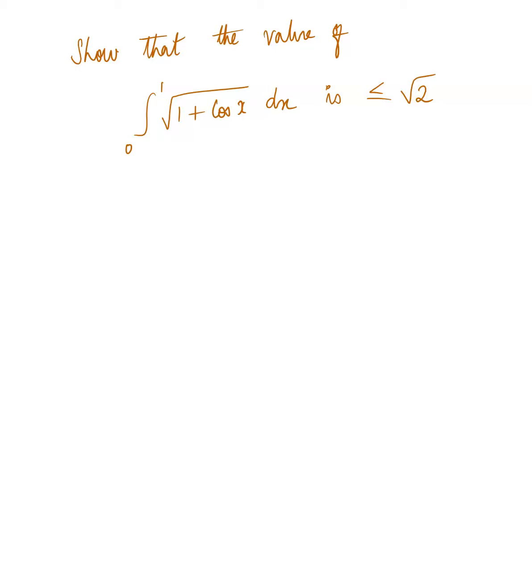Show that the value of the integral from 0 to 1 of the square root of 1 plus cosine x dx is less than or equal to root 2. Now when you have this inequality, I'm naturally drawn to the max-min inequality.